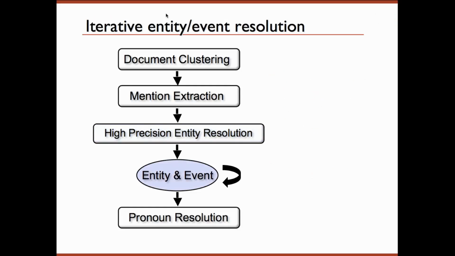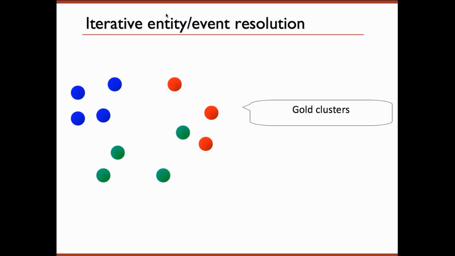So let's look at this. I'm just showing, for reference, the gold clusters. Assuming you had access to the ideal information, what would the clusters be, right? So this means that these three mentions belong to the same cluster. The green ones belong to the same cluster, and the blue ones belong to the same cluster. Of course, our system doesn't know that.